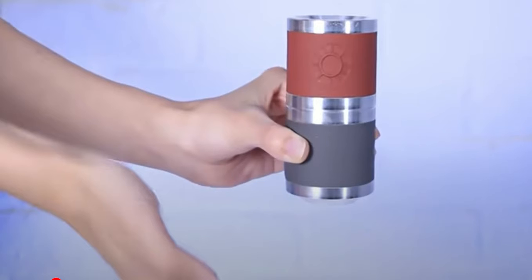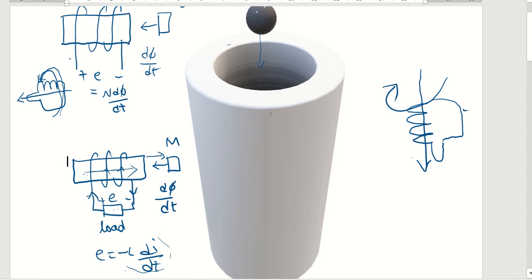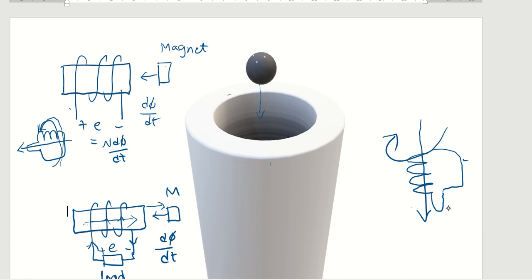Let us assume that this is a magnet and the magnet is moving in this direction. Now what happens as the magnet is moving in this direction? It develops a potential difference like this. That means from here to here, there will be a potential difference. And this is a closed circuit, so it drives some circulating current inside it.